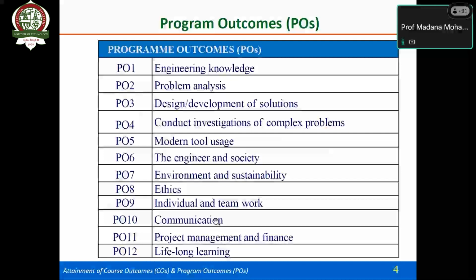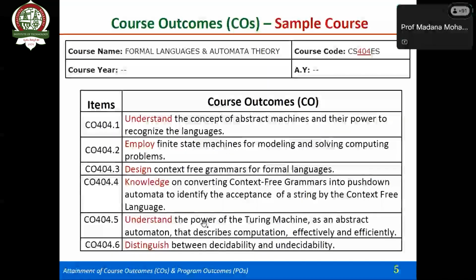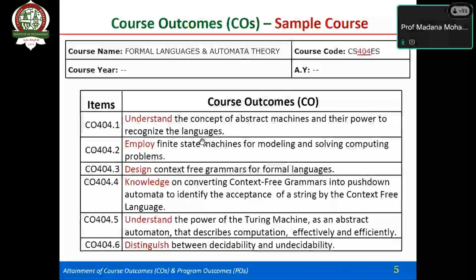Finally, PO12, lifelong learning. For every course, we have to map with all these PO1 to 12 based on the level of mapping. Okay, let us take one sample course. This is related to computer science, formal language and automata theory. Let us assume the course code CS404ES. For every course, we have to define course outcomes using the action verbs based on Bloom's taxonomy.